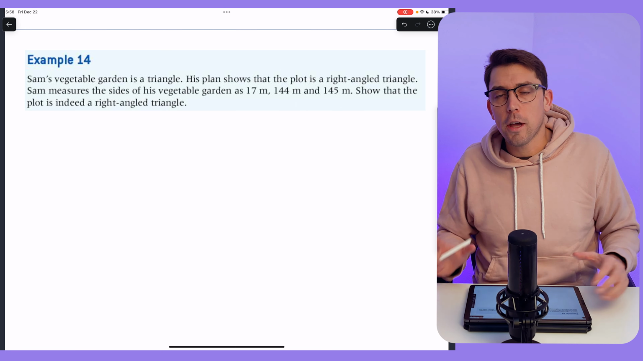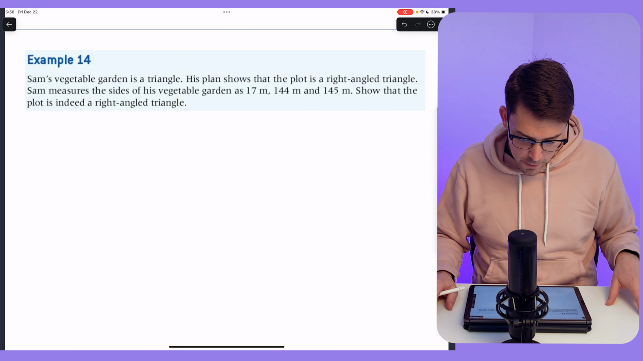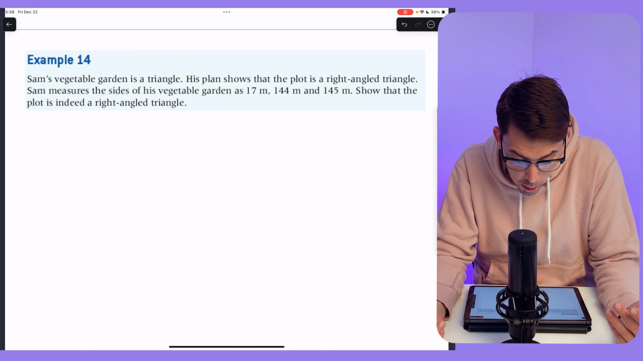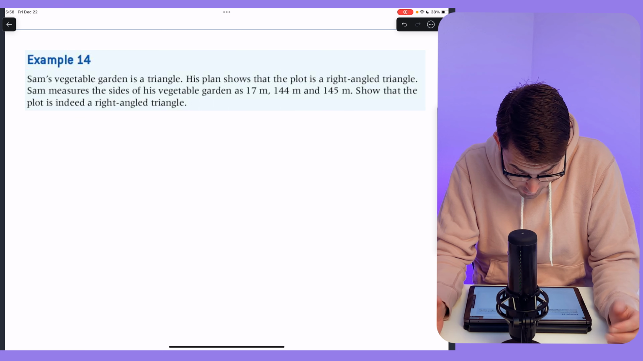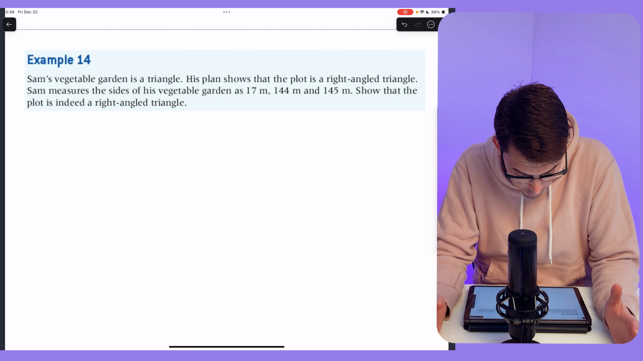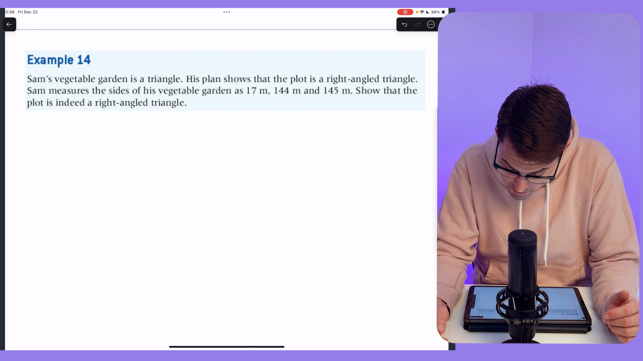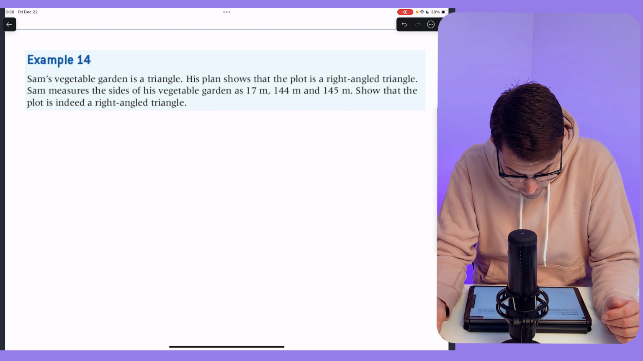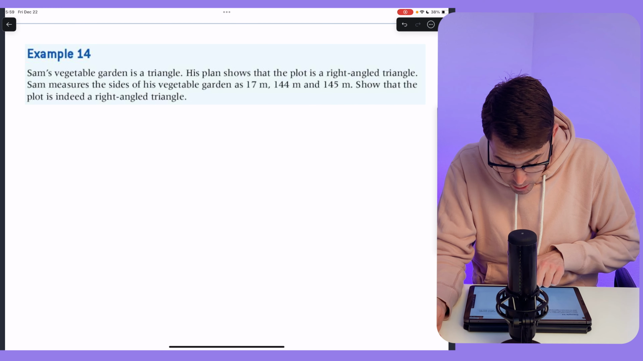All right, let's take a look at one more example problem before we wrap this video up. So let's say someone has a vegetable garden, and it is a triangle. It's a triangular vegetable garden. And we want to prove that this is indeed a right angle triangle. So we know that the measurements are 17, 144, and 145. Is this indeed a right triangle?